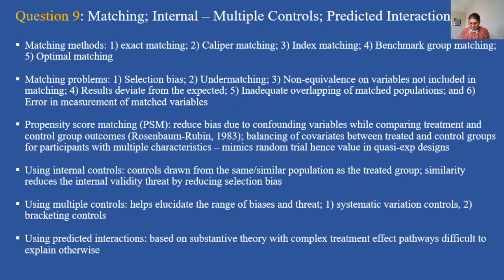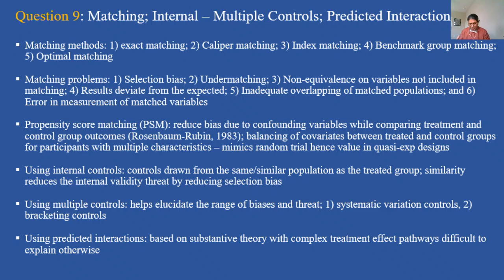Now, using internal controls, can we reduce validity threats to such a design? Internal controls, more often than not, are drawn from a population similar to the one from which the treatment group is drawn. That's why they are called internal control, because they are drawn from the same population. So this similarity reduces the threat to internal validity due to reduced selection bias, but it still needs consideration, because one has to remember that the bias is not completely eliminated.